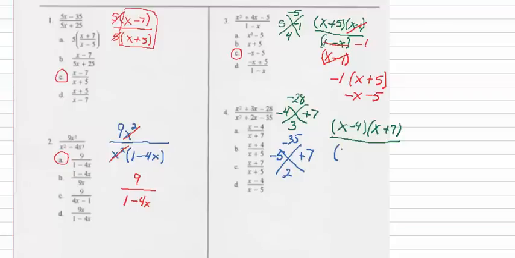So now I have x minus 5 and an x plus 7. These two will cancel. I have x minus 4 at the top and an x minus 5 at the bottom. So I'm going to look at my answer choices, and it looks like it's letter D.